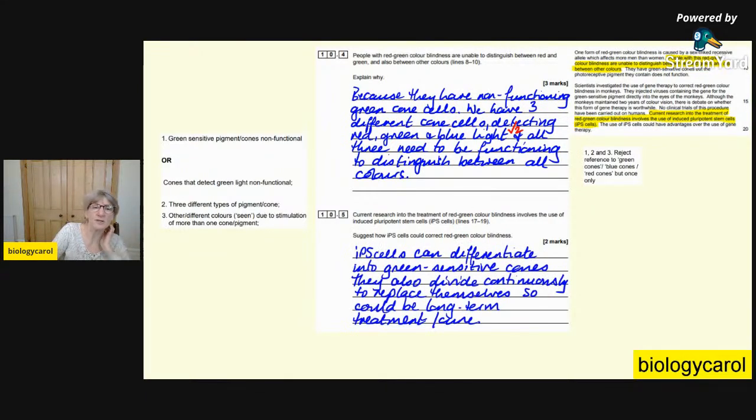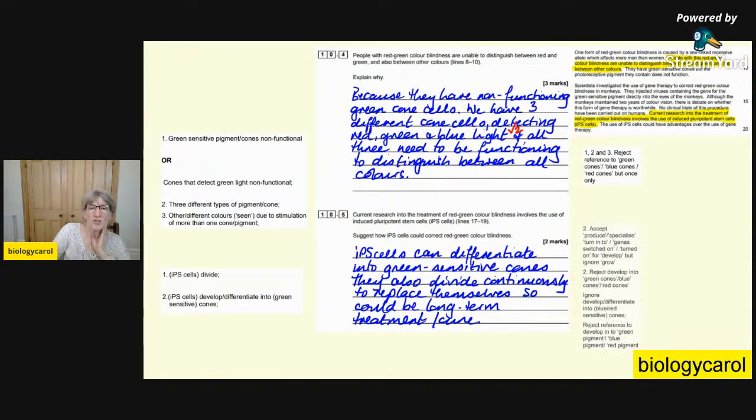Fantastic. So I wrote, most obvious thing to me seemed to be to say that they can differentiate into green sensitive cones, and they can also divide continuously to replace themselves so that it could be a long-term treatment. Oh, I went beyond myself here. So I got the 2 marks.